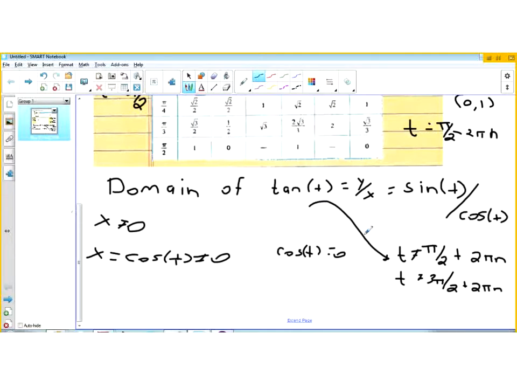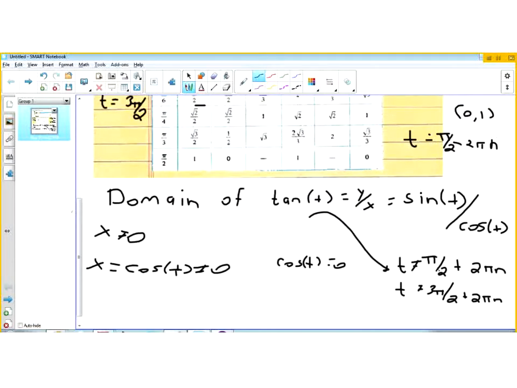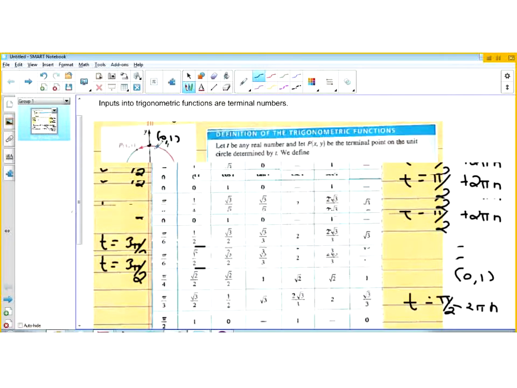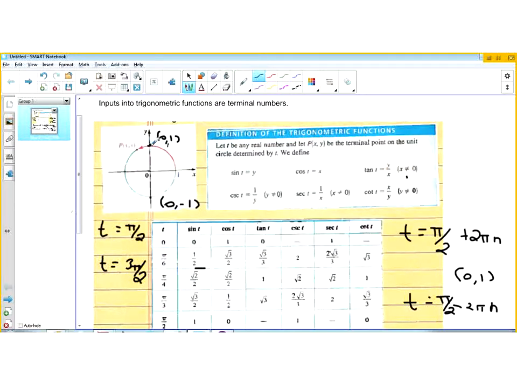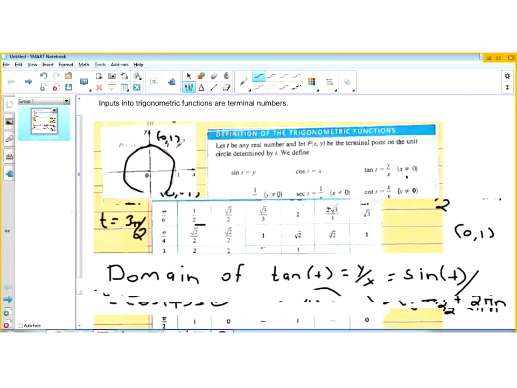All right, but we're still not quite done yet with the domain of the tangent function. We can simplify these two numbers. Now look, if I were to start at this point and I were to go counterclockwise pi radians, I would be at 3 pi over 2. And if I started at 3 pi over 2 and I go counterclockwise pi radians, I would be back at pi over 2.